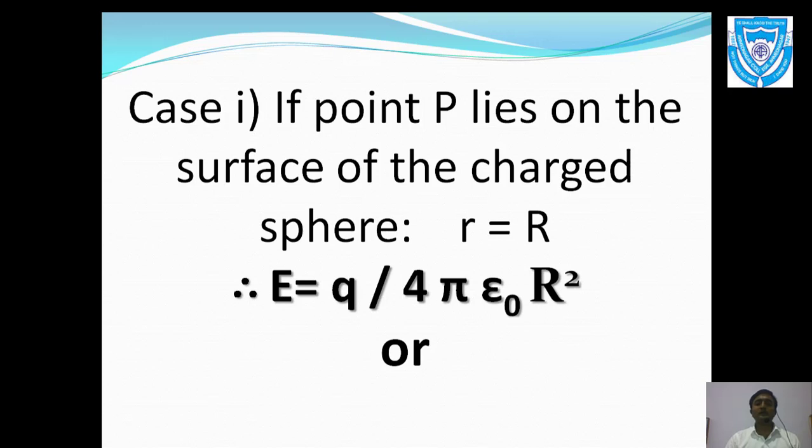Now this can also be written as E is equal to sigma upon epsilon naught, because you know that Q upon 4 pi R square is sigma, which is surface charge density. By this we have two formulas. E is equal to Q upon 4 pi epsilon naught R square, or E is equal to sigma upon epsilon naught.